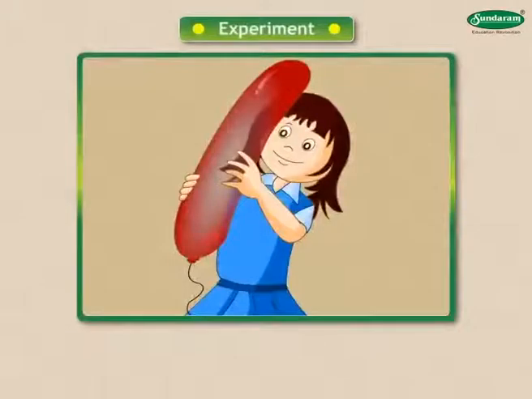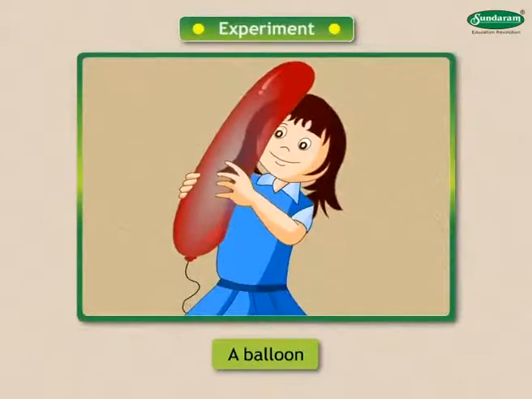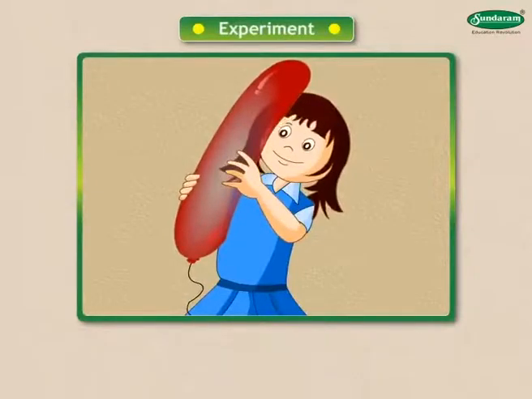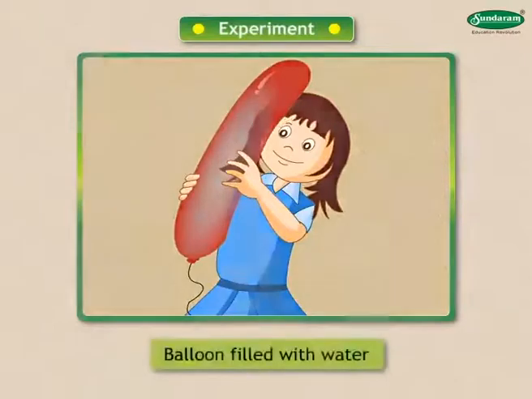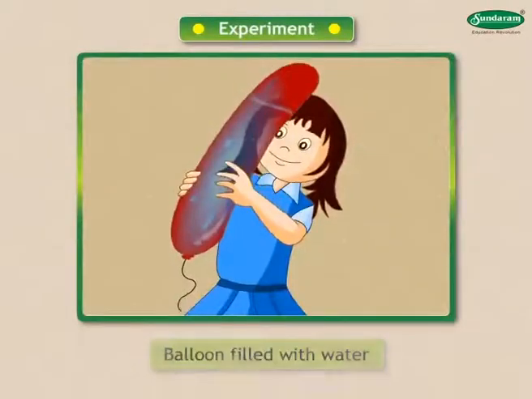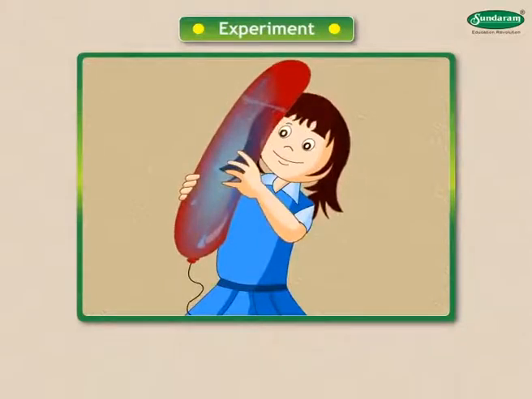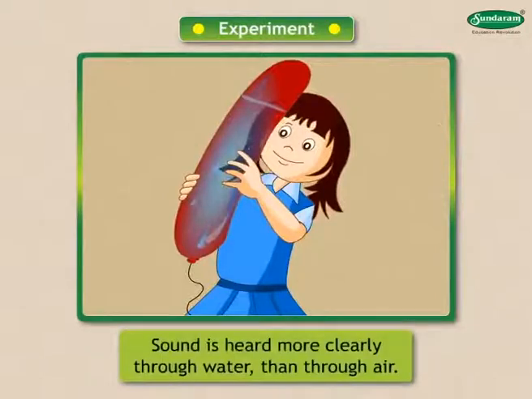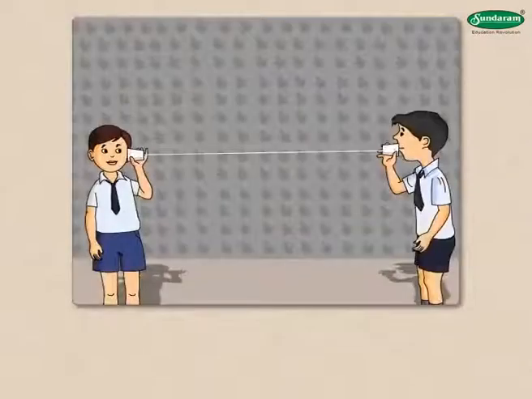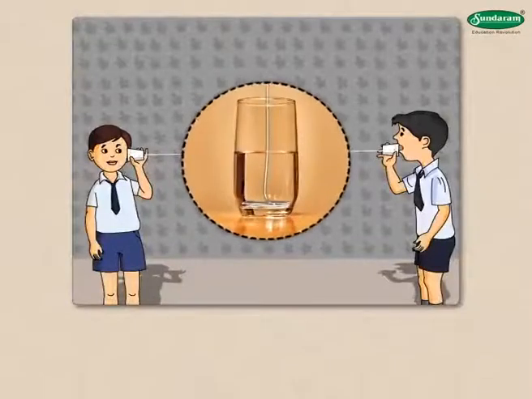Try another experiment with your friend. Blow a balloon and hold it close to your ear. Listen to the sound you make as you scratch the balloon. Now, let the air out of the balloon and fill it with water. Scratch on it again. What difference do you notice in the sound? We see that sound is heard more clearly through water than through air. Children, that is why your friend could hear the sound more clearly if wet string is used in the telephone prepared out of paper cups.